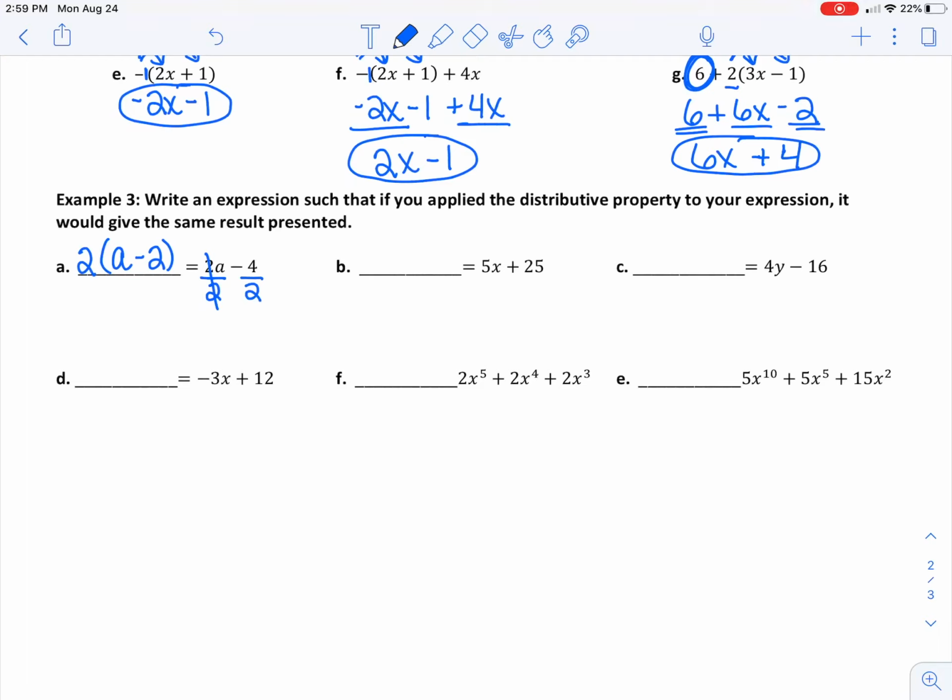All I'm doing is working backwards. So like with part B, we want to look and say, okay, well, what is 5x and 25? What are they both divisible by? And since 5 and 25 are both divisible by 5, I'm going to go ahead and divide each of them by 5. 5 would go on the outside of my parentheses. And then I'm going to say, well, 5x divided by 5, those 5's will cancel, and I'm left with x. And then 25 divided by 5 is a positive 5.